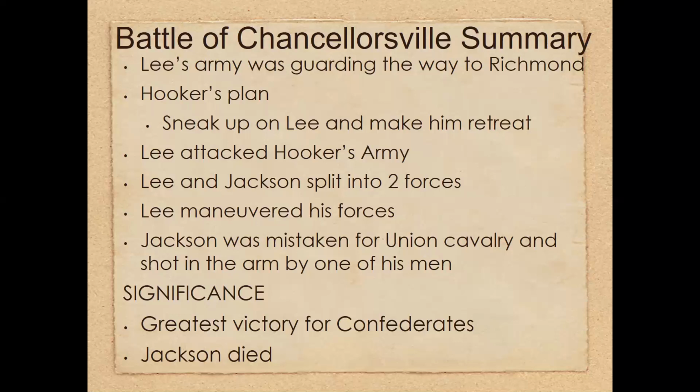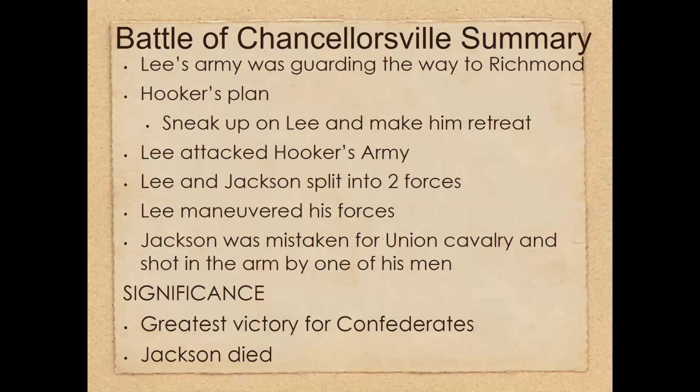Now, what did the Confederates do? They split into two. Lee and Jackson split their troops to attack Hooker's army from the side. Lee consistently maneuvered his few forces to keep them from getting overwhelmed by a larger Union army. So the constant maneuvering and switching up kept the Union side on their toes, and it wasn't as much a game of numbers. It was more a game of strategy.